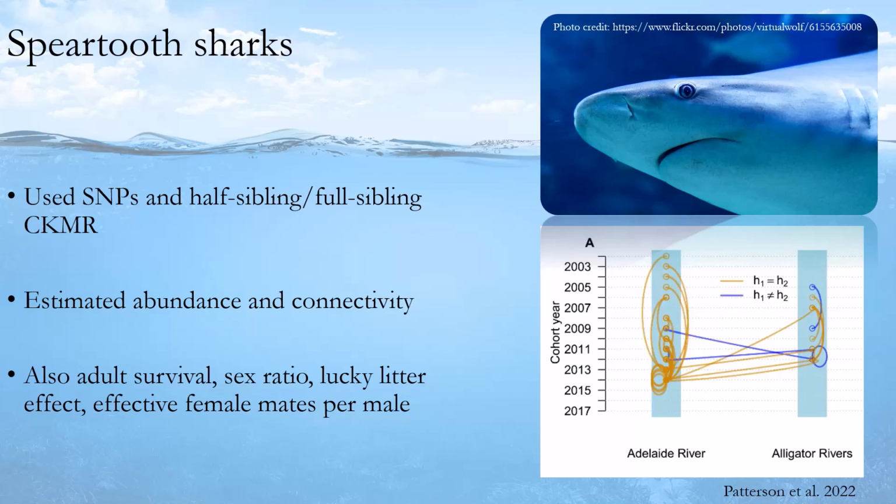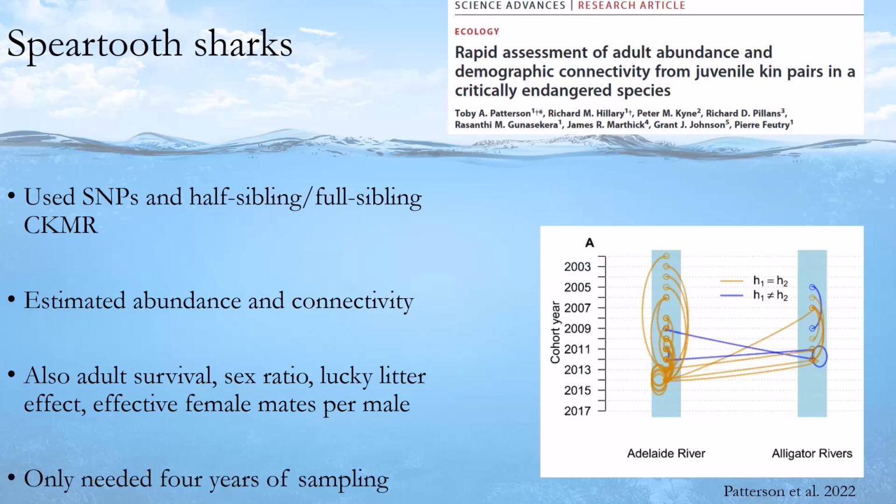But in addition to demonstrating how CKMR can provide insight into demographic connectivity, this paper also showed that CKMR can generate results with a relatively quick turnaround time, and this can be very helpful for critically endangered species like spear-toothed sharks. However, it is important to note that when they started this project, the researchers already had a lot of the infrastructure in place from prior projects. So while it's true that CKMR can generate rapid results, getting the infrastructure in place to do that, particularly for the genetics and sampling, can be a heavy lift.